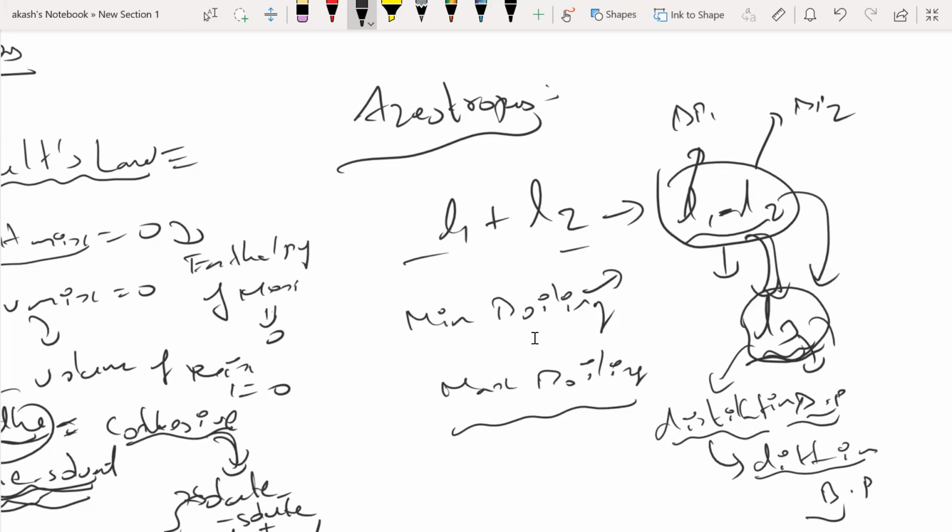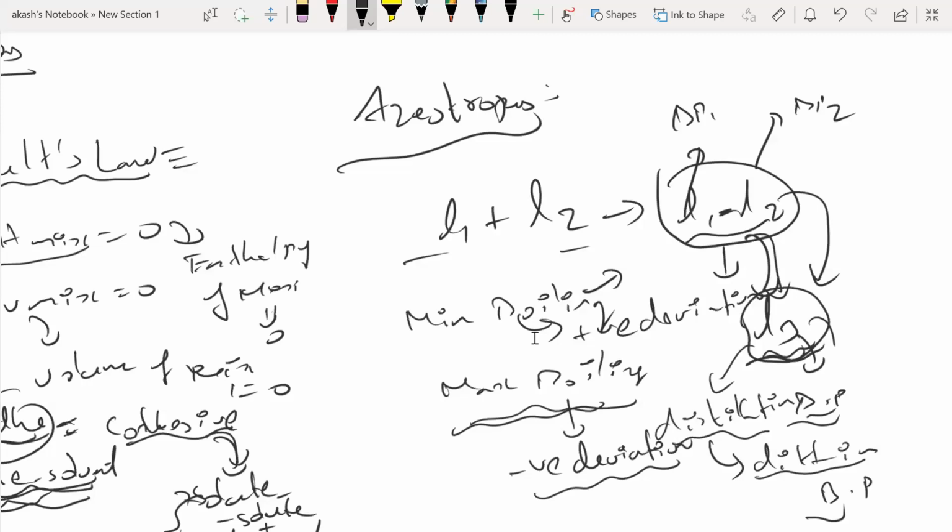When it has negative deviation, it forms a maximum boiling azeotrope. And when it has positive deviation, it forms a minimum boiling azeotrope. Absolutely true. Now, this is fine. Can someone explain why it is like this? The solution showing negative deviation is called a maximum boiling azeotrope. The other one is called a minimum boiling azeotrope. Positive deviation is shown by minimum boiling azeotropes.